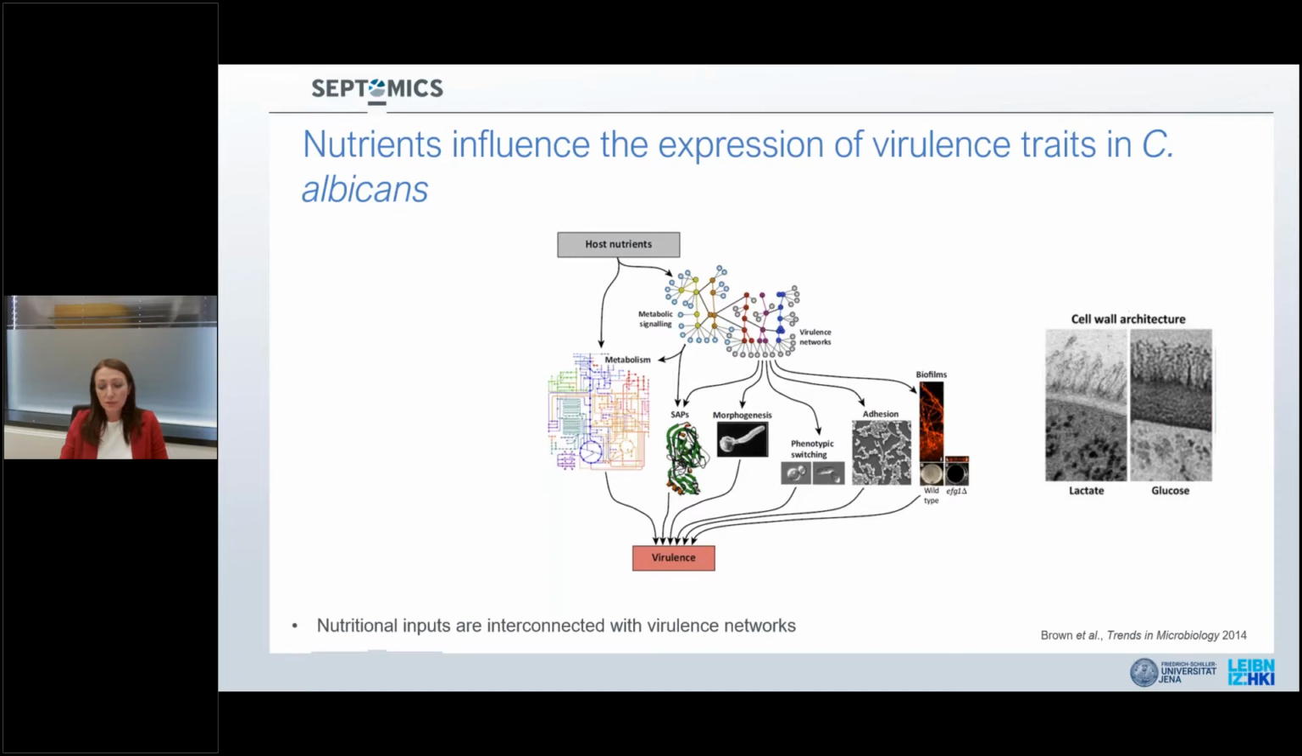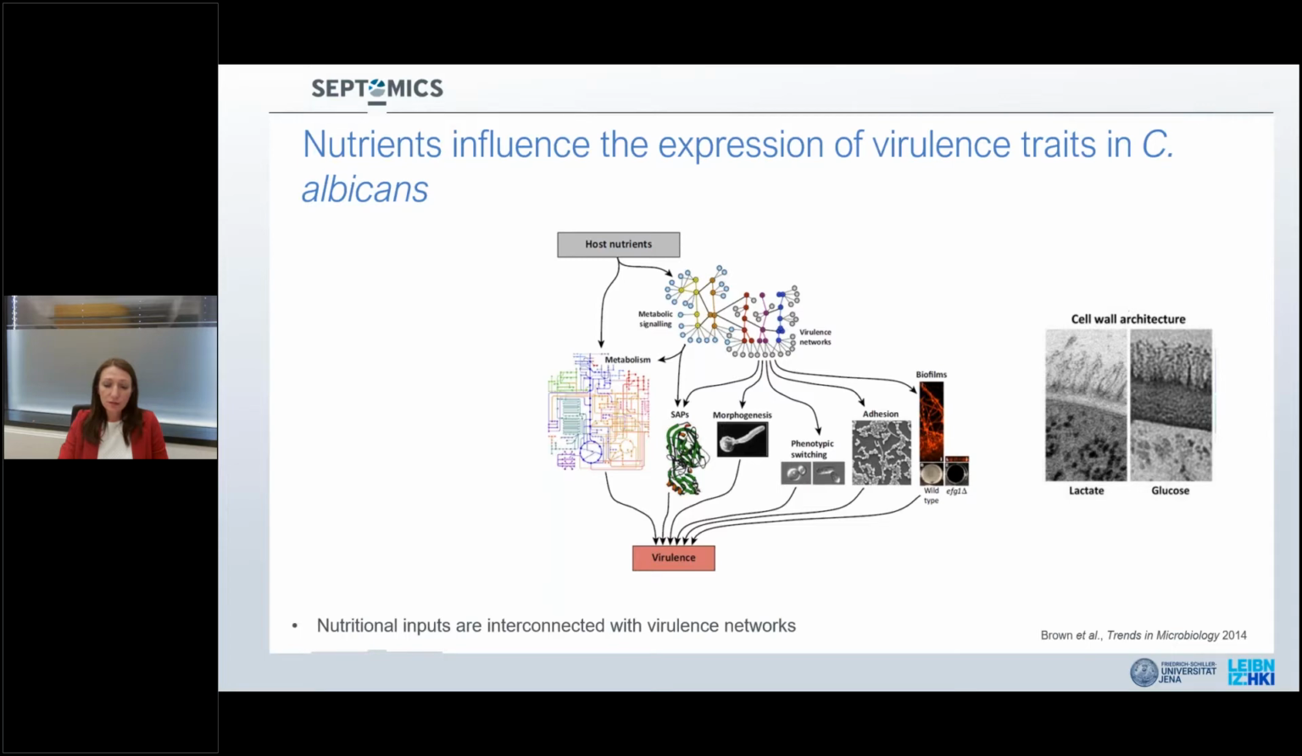This is a classical example where cells grown on lactate, which is an abundant carbon source in certain host niches, such as the vagina, have visibly different cell wall characteristics compared to cells grown on glucose. And this makes the lactate-grown cells less visible to the innate immune cells, for example macrophages. And therefore, the nutrient composition of the environment is directly connected to the capacity of this fungus to cause infection.